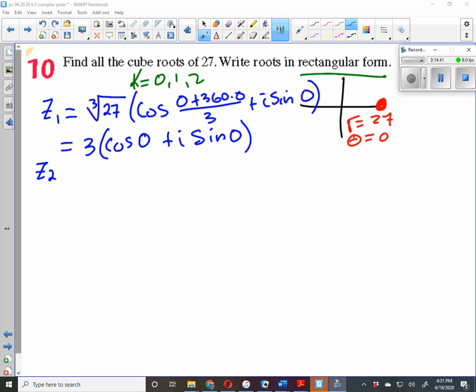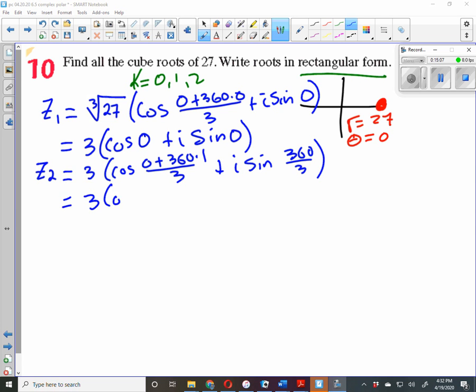Z sub 2, well, yeah, let's just keep going. Equals the cube root of 27, which is 3, cosine of (0 plus 360 times 1) over 3, plus i sine of 360 over 3. 360 divided by 3 is 120, so 3 cosine 120 plus i sine 120. We'll come back to rectangular form in a minute.